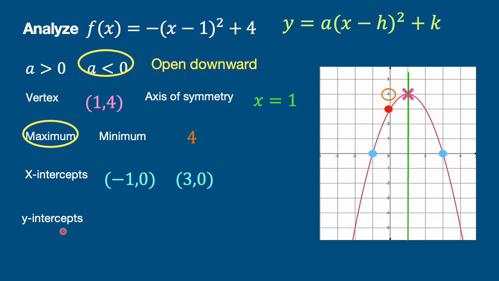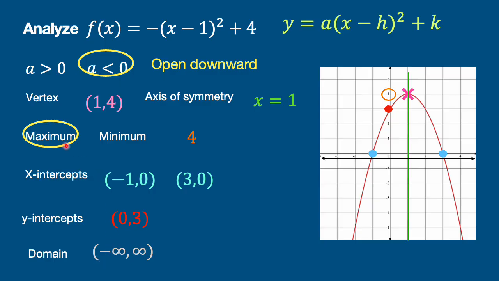Fourth, the y-intercept. Can you find the y-intercept right here? That's going to be 0 and 3. Now, let's think about the domain. The domain of a quadratic function is all real numbers. Guys, can you see it? Negative infinity to positive infinity.